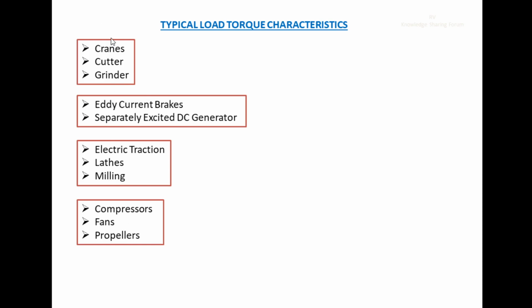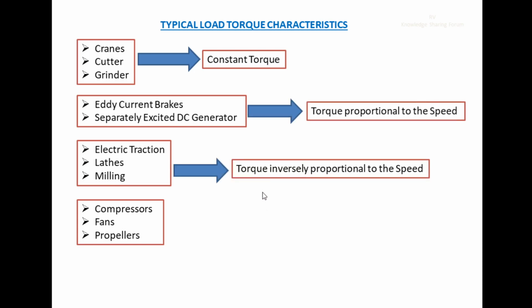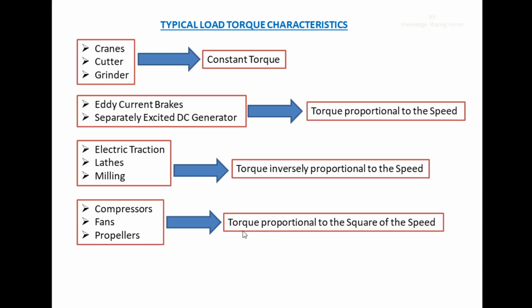of these industrial loads. All these industrial loads come into 4 categories. First, for example, cranes, cutters and grinders come into the type called constant torque characteristics. Coming to the next, eddy current brakes and separately excited DC generators fall into the category called torque proportional to the speed. And these loads, electric traction, lathes and milling, possess speed torque characteristics such that torque is inversely proportional to the speed. And finally, compressors, fans and propellers fall into the category called torque proportional to the square of the speed.